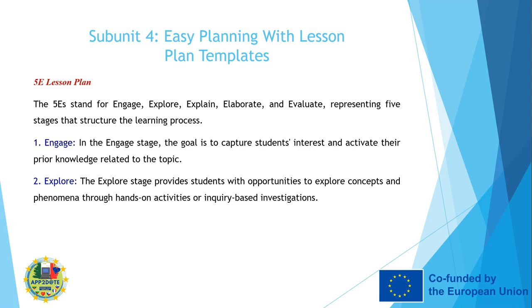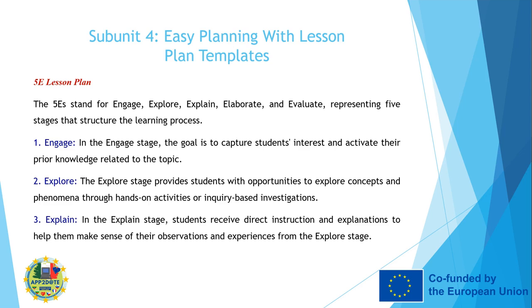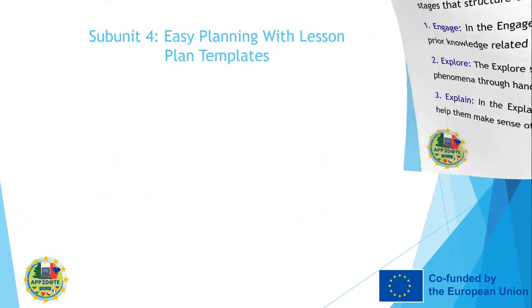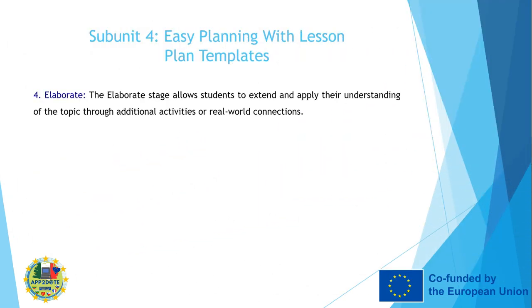3. Explain. In the Explain stage, students receive direct instruction and explanations to help them make sense of their observations and experiences from the Explore stage. 4. Elaborate. The Elaborate stage allows students to extend and apply their understanding of the topic through additional activities or real-world connections. 5. Evaluate. The Evaluate stage assesses student learning and understanding of the topic.